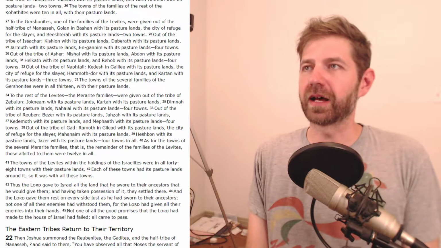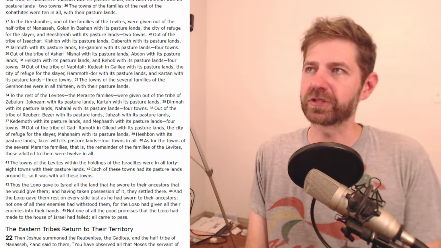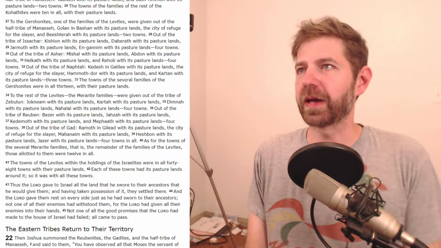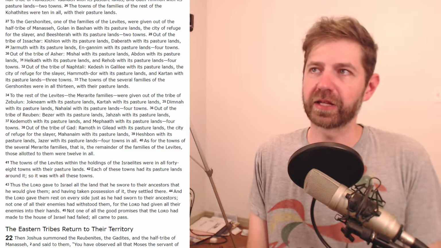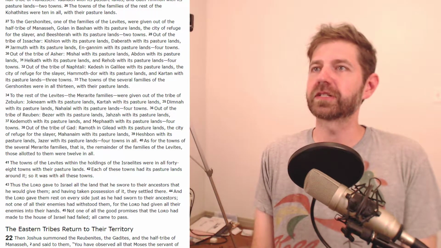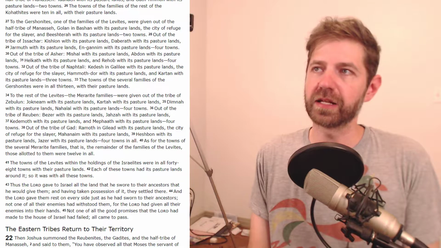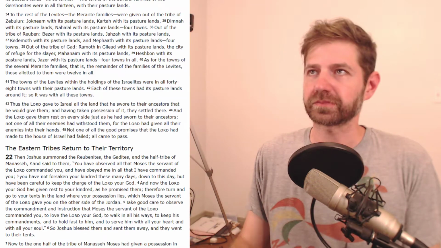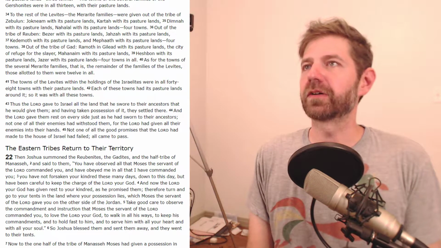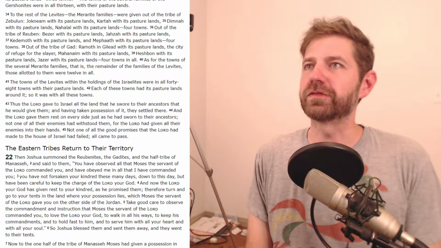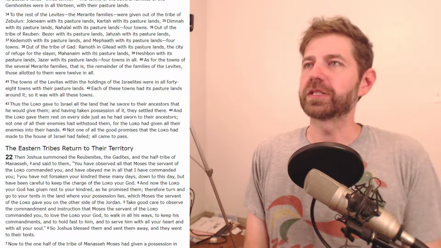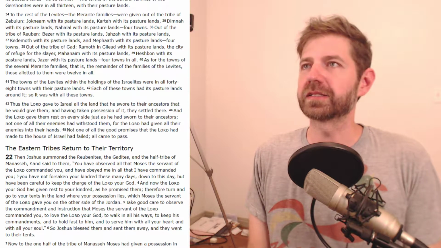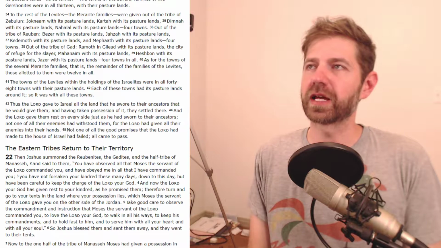Out of the tribe of Naphtali, Kedesh in Galilee with its pasture lands, the city of refuge for the slayer, Hammoth Dor with its pasture lands, and Kartan with its pasture lands, 3 towns. The towns of the several families of the Gershonites were in all 13 with their pasture lands. Verse 34. To the rest of the Levites, the Merarite families, were given out of the tribe of Zebulun, Jokneam with its pasture lands, Kartah with its pasture lands, Dimnah with its pasture lands, Nahalal with its pasture lands, 4 towns.